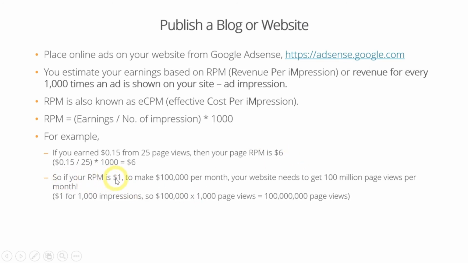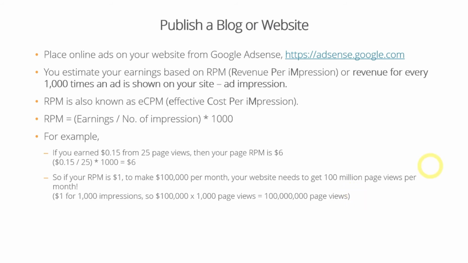So if your RPM is $1, to make $1,000 per month, your website needs to get 100 million page views per month. That's awfully a lot. The calculation here for $1 per 1,000 impressions is $1,000 divided by $1, multiplied by 1,000 page views, which equals 100 million page views. That's the total number of page views that you need to accumulate in a month, which is awfully a lot.